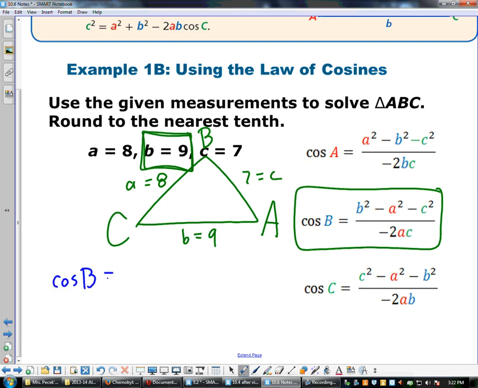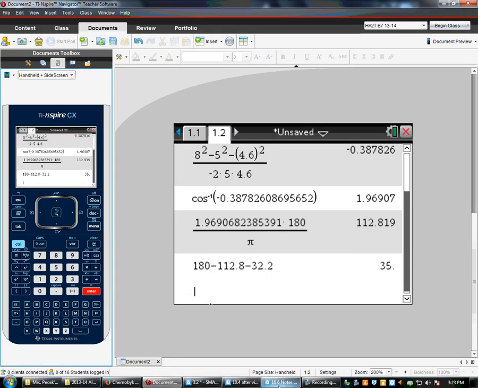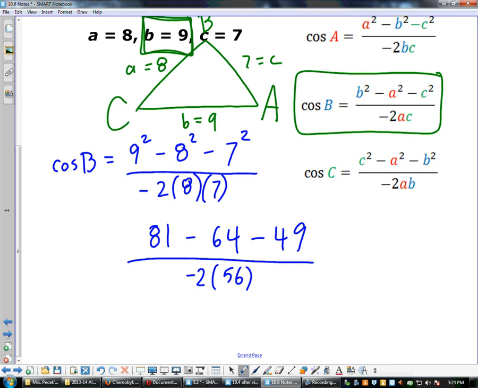The cosine of angle B is going to be B squared, which is 9 squared, minus A squared, which is 8 squared, minus C squared, which is 7 squared, all over negative 2 times A, which is 8, times C, which is 7. All right, so at this point, we could just clean this up a little bit and say that's going to be 81 minus 64 minus 49 over negative 2 times 56, right? It's negative 112. So I can write this over negative 112.